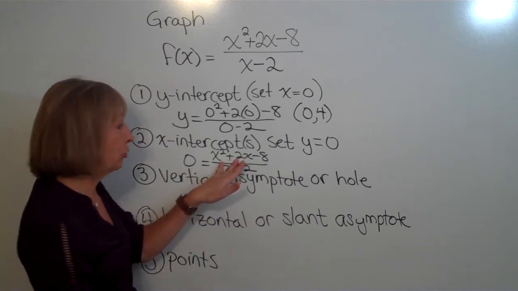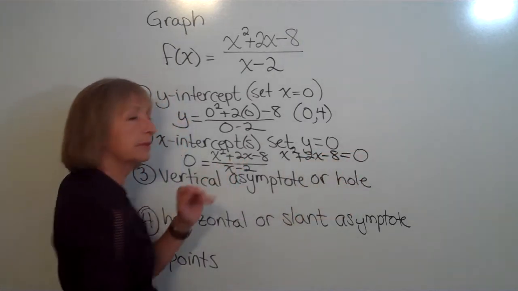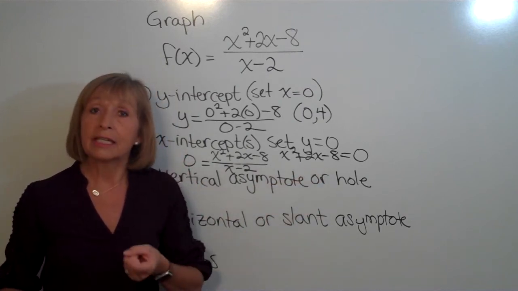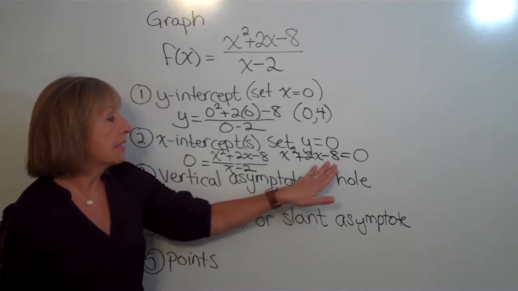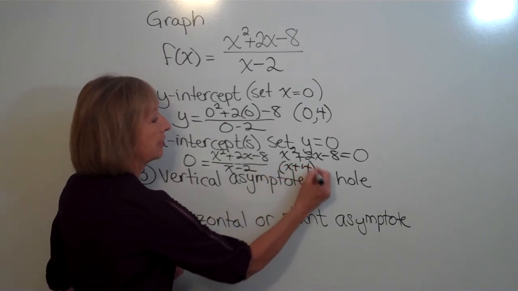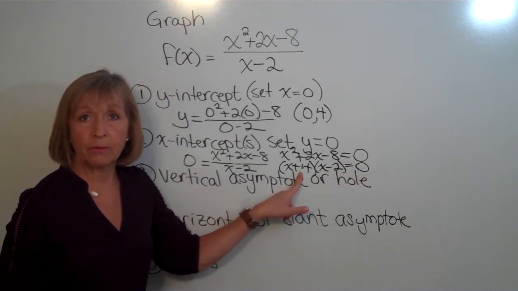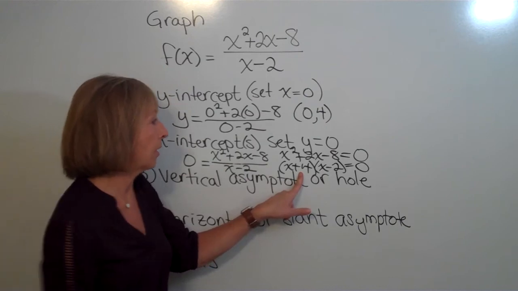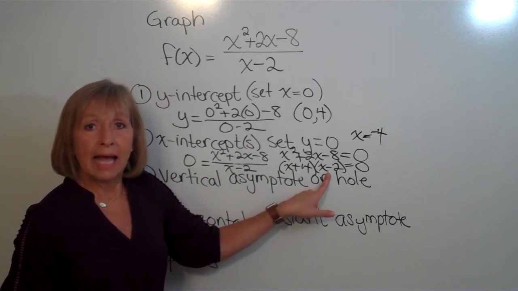So we're going to take this numerator, x squared plus 2x minus 8, set it equal to 0, and solve this quadratic equation. I can solve it by factoring if it factors. If not, I can solve it by completing the square or by the quadratic formula. Now this quadratic expression does factor. It factors as x plus 4 times x minus 2. Then setting each of these equal to 0 and solving, x plus 4 equals 0. Subtract the 4 from both sides, I get x equal negative 4. And then x minus 2 equals 0. Add 2, I get x equal 2.